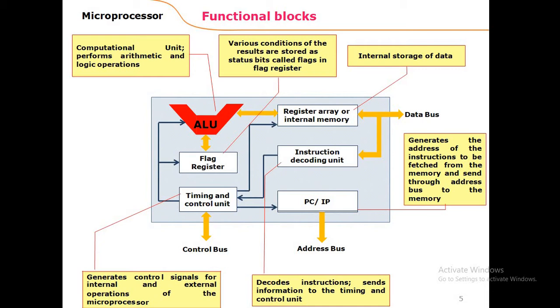You can say the condition or status of the result is going to be shown by the flag register. In the 8086 processor, it's a 16-bit flag register having 9 flags activated and the rest 7 bits deactivated.